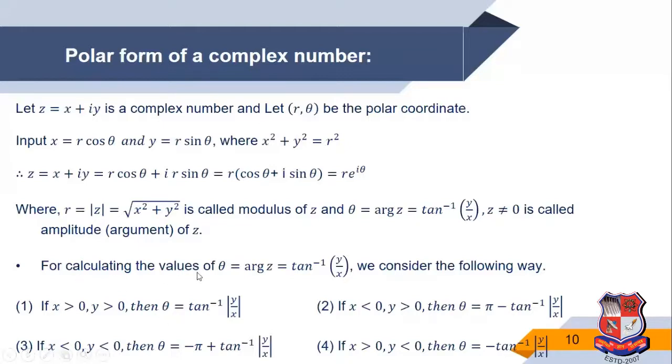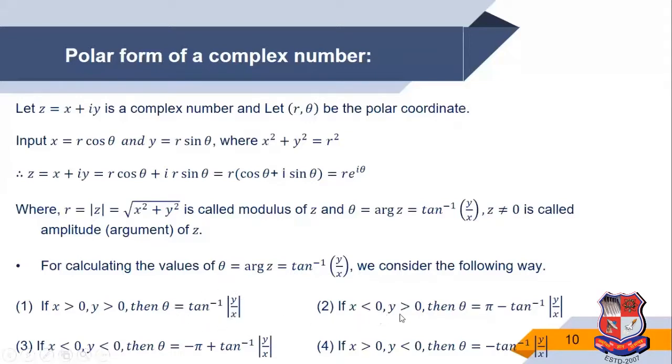Now for calculating the value of theta, we consider the following cases, because this depends on the quadrant, that is, on whether x and y are positive or negative. So we have the first, second, third and fourth quadrants, and the value of theta differs in each. First, if x greater than 0 and y greater than 0, that means the first quadrant, then we use the formula theta = tan inverse y by x.